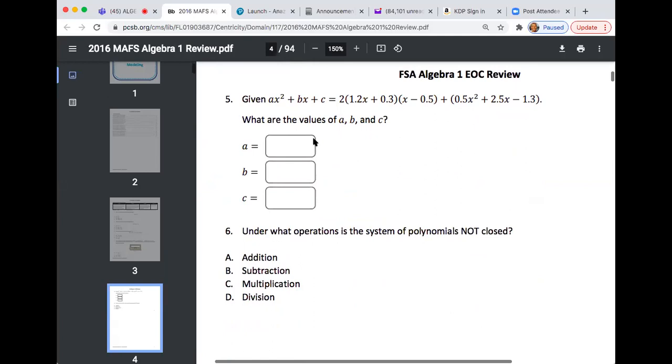Okay, because this is right along what we've been talking about, those quadratics. For this one, guys, they're giving you this problem right here. This is the quadratic form, and it is equal to all of this over here on the right. What are the values of A, B, and C? They don't want you to solve this. They just want you to figure out the values of A, B, and C.